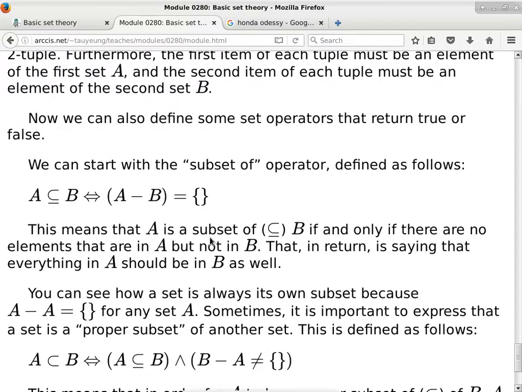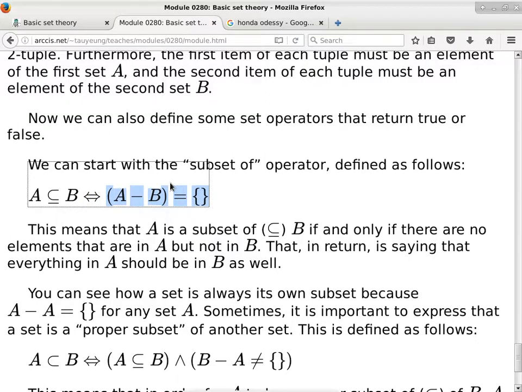operators. They return a Boolean value. So the first one is called a subset of. This is called, A is a subset of B. It is a condition. It is a statement. Is it true that A is a subset of B, or is it not true that A is a subset of B? It's a question, and it has a value of either true or false. So A is a subset of B is true if and only if this part is true.